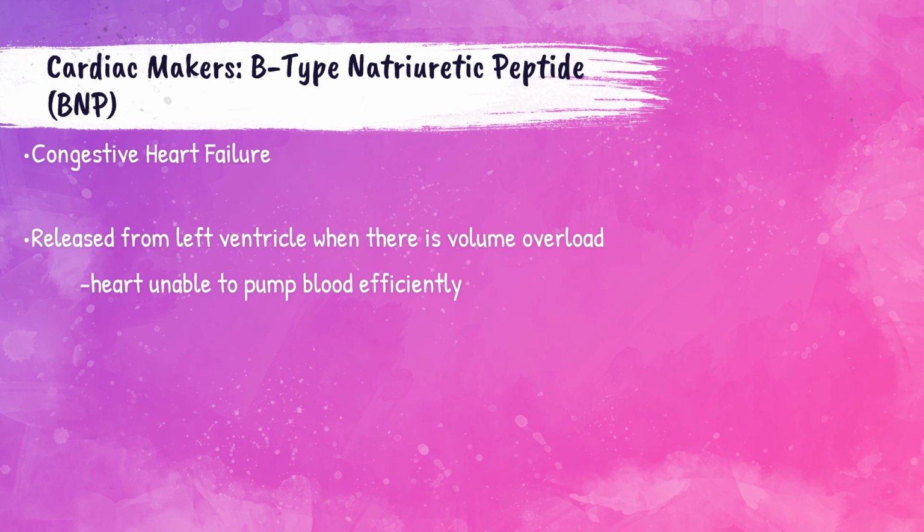Brain natriuretic peptide, or BNP, is a peptide that is stored primarily in the left ventricle of the myocardium in the heart. The peptide is released from the heart when there is volume overload by the heart not being able to pump efficiently. So BNP is most often used as a marker for congestive heart failure.